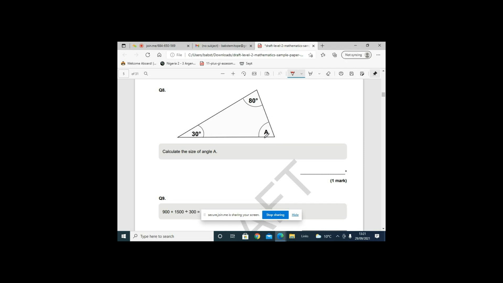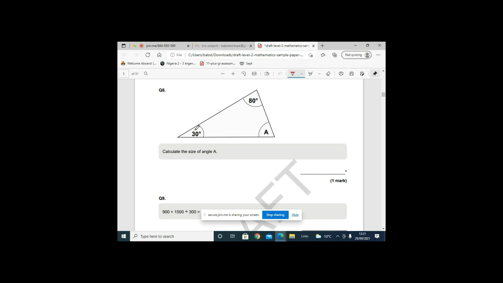This question is not very common. They will ask you to find this angle. What is the sum of angles in a triangle? 180. It's not the area, Placidia. I heard you saying half something. Yes, half base times height is the area of the triangle. But the sum of angles in the triangle is 180. All angles in the triangle add up to 180.